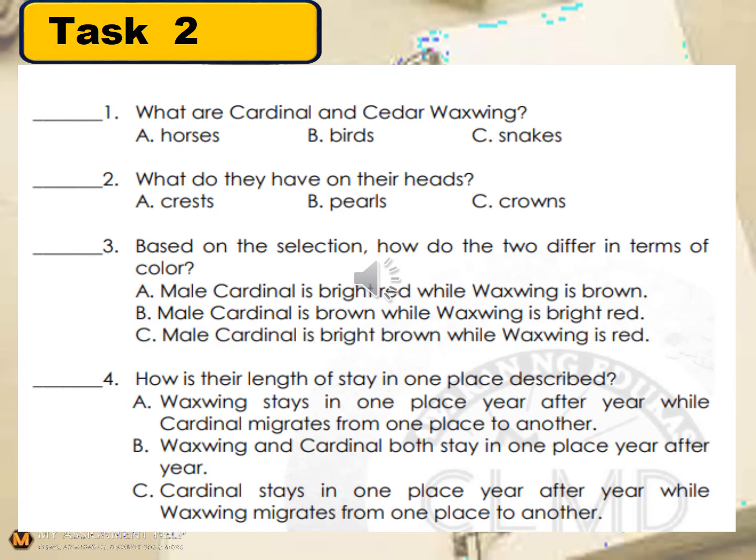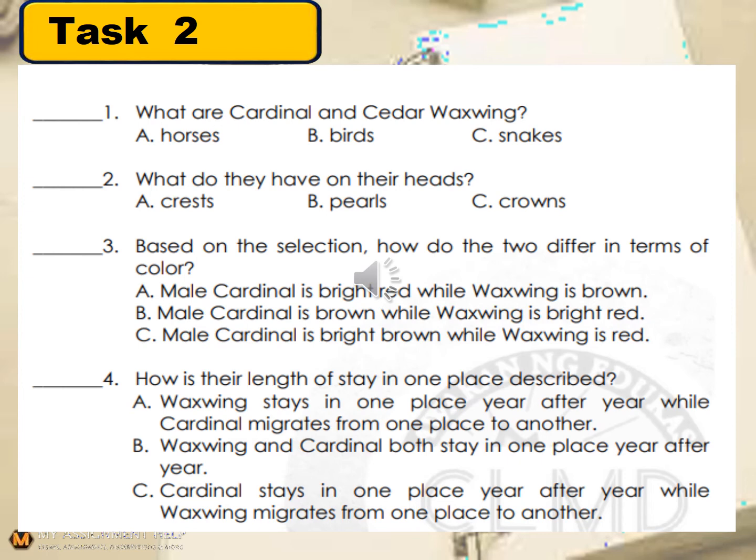Question number 1. What are cardinal and cedar waxwing? A. Horses. B. Birds. C. Snakes. Number 2. What do they have on their heads? A. Crest. B. Pearls. C. Crowns. Number 3. Based on the selection, how do the two differ in terms of color? A. Male cardinal is bright red, while waxwing is brown. B. Male cardinal is brown, while waxwing is bright red. C. Male cardinal is bright brown, while waxwing is red.